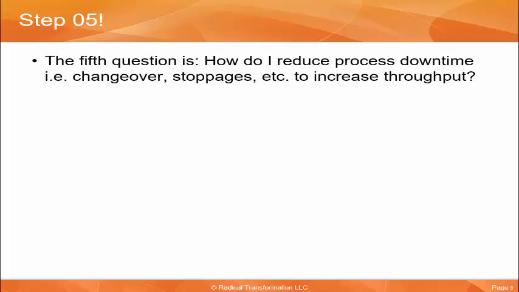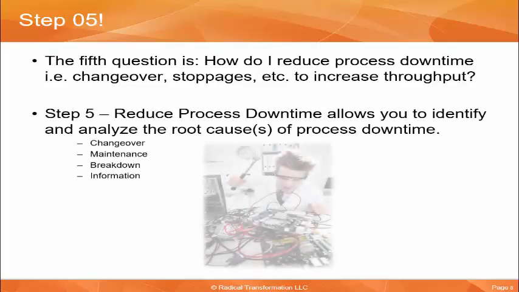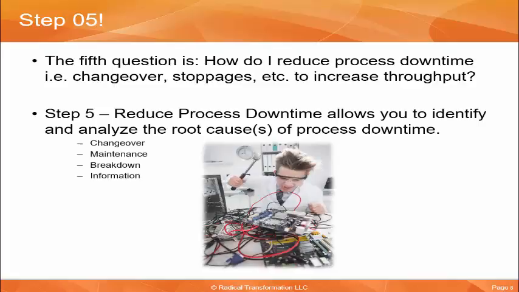Step five raises a fifth question, which is, how do I reduce process downtime, that is, changeovers, stoppages, etc., to increase throughput? Step five, reduce process downtime, allows you to identify and analyze the root cause or causes of process downtime.